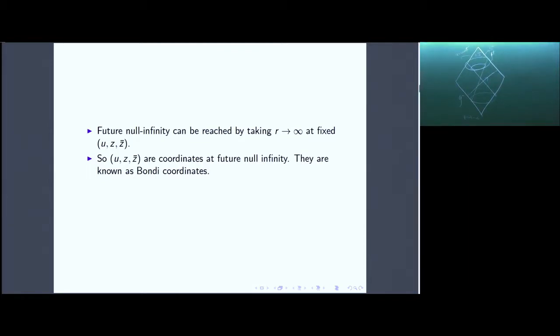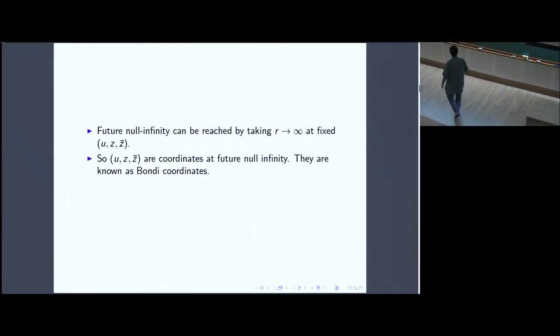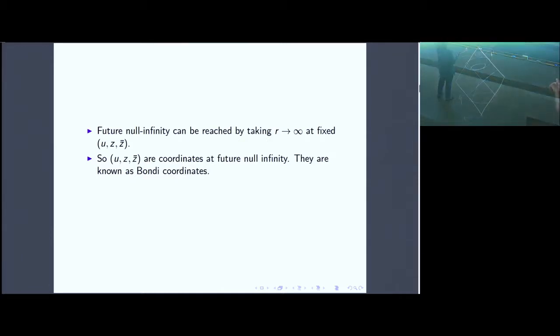Okay. So what we get is that u, z, z bar are actually coordinates at null infinity, which you can clearly see from here. Null infinity is a 3-dimensional structure. You have these cross sections which are S2, and the coordinates on the S2 are z and z bar, and then the coordinate in this direction is just u, okay? So you have u, z, z bar.